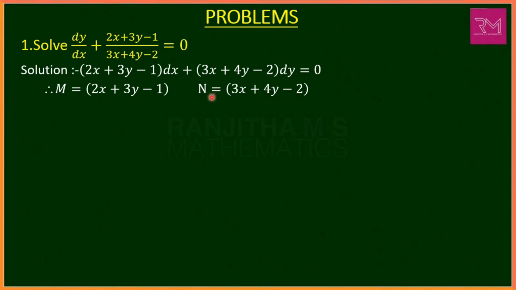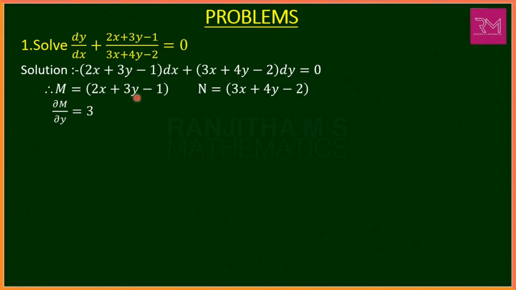After identifying the M and N values, what is the next step? Find del M by del y and del N by del x, not del M by del x and del N by del y. Observe carefully: we have to find del M by del y and del N by del x. Del M by del y is nothing but the partial derivative of M with respect to y.